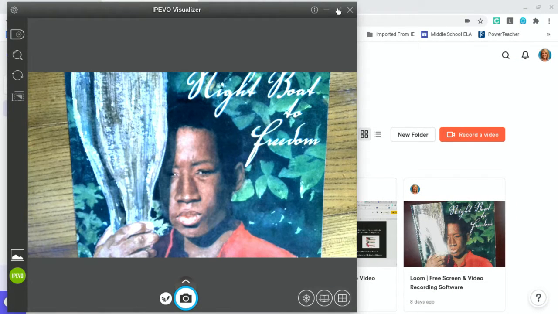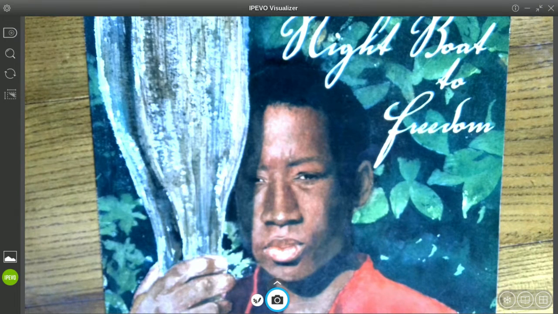Hi everyone. Today we're going to use Night Boat to Freedom to analyze our characters and how the time period in which our historical fiction books are set affects our characters' personality and behavior.